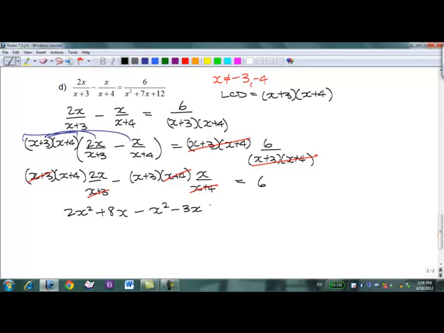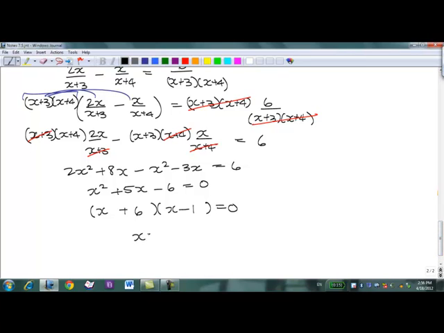I'm going to remind you about when you're subtracting off binomials, you have to make sure that you distribute that negative sign. And that equals 6. So 2x squared minus x squared is x squared. 8x minus 3x is positive 5x. And if we subtract a 6, it should equal 0. So, does this factor? Let's see, we have x equaling 0. I think a positive 6 and a negative 1 should work. And we get solutions of 1 and negative 6.